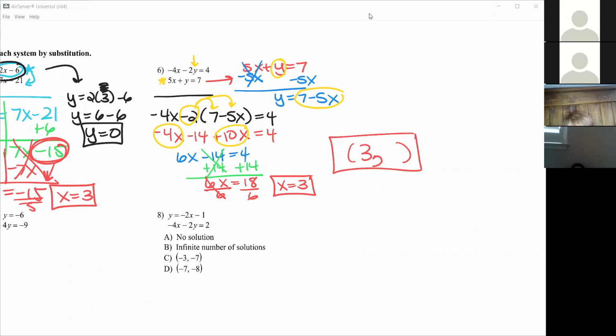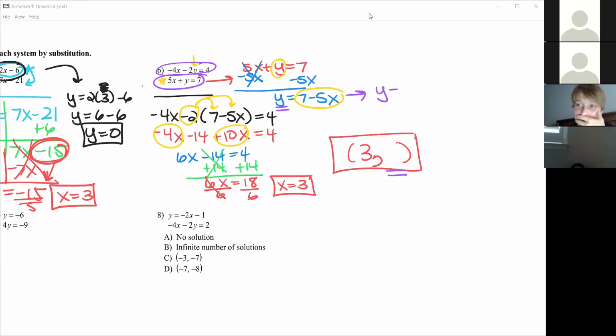So to find the y part, you can use either one of the original equations. We can even use this one here that we rewrote, which I'm going to tell you is going to be the easier one to use, because see how it's already y equals, and that's what we're trying to figure out. So that's the one that's going to be easier for us to use. So we're going to use that one.